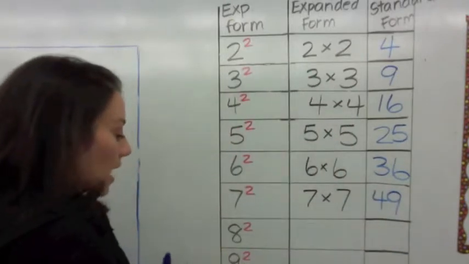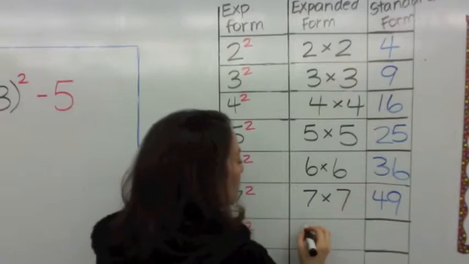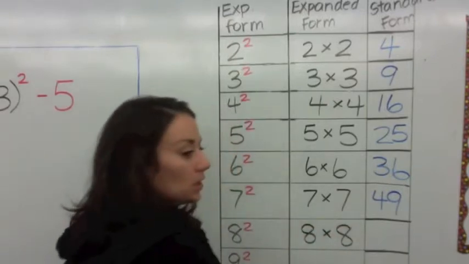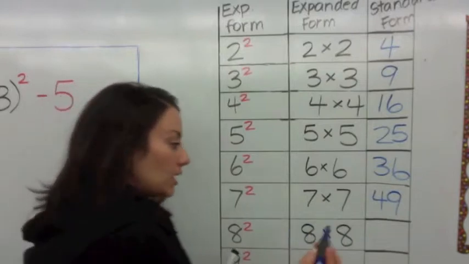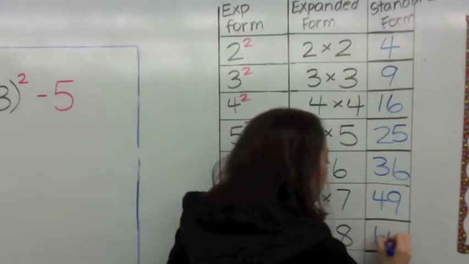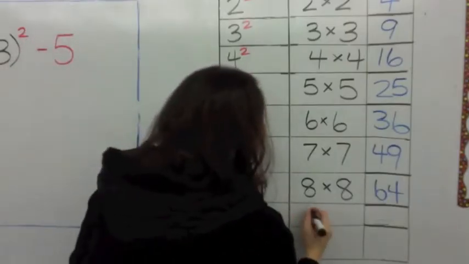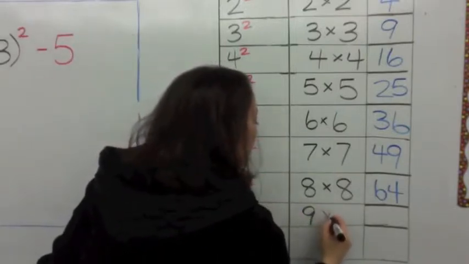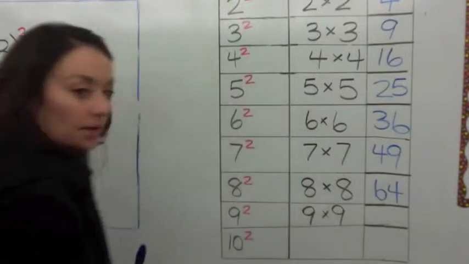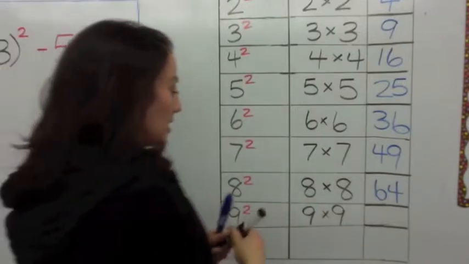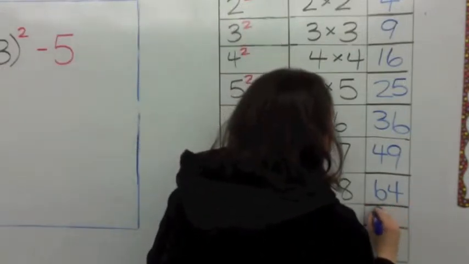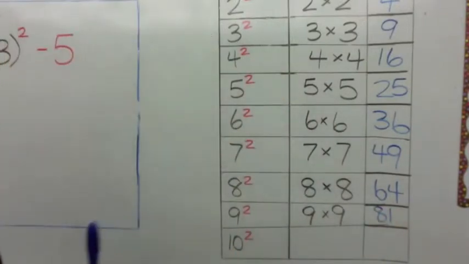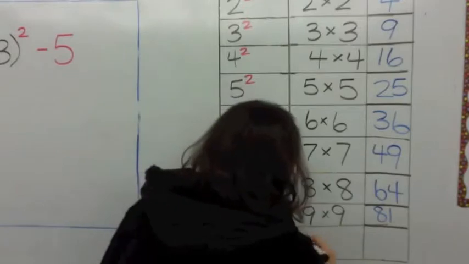Okay, let's do 8 squared. 8 squared means 8 times 8, which is 64. Very nice. To the bottom, we have 9 squared, or 9 to the power of 2. 9 multiplied by itself 2 times, which is 9 times 9. 9 times 9 is 81. Okay, last is 10 squared. That's the last one we're going to talk about. That means 10 times 10.